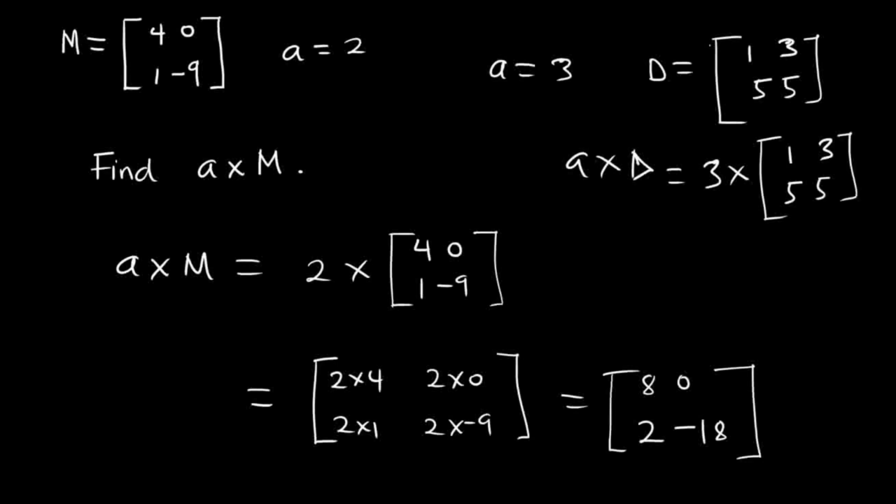So let's simplify this. So this will give me 3 times 1, which will give me 3, and then 3 times 3, which will give me 9, and also 3 times 5, which will give me 15, and also 3 times 5 again, which will give me 15. So this will be the result after performing this multiplication. So this is how to multiply a matrix by a scalar.